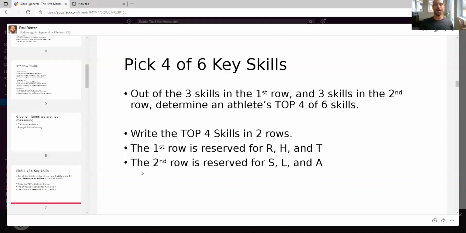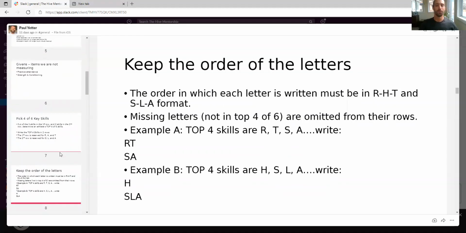You're going to write down the athlete's 4 of 6 skills, and you're going to write them down in a certain order. So the R, the H, and the T are in a certain order. If hidden training is not part of your athlete's top 4 skills, then you write the R and then you write the T, and you just don't have the H in there. And that's your first row, given that they're good at racing and being technical.